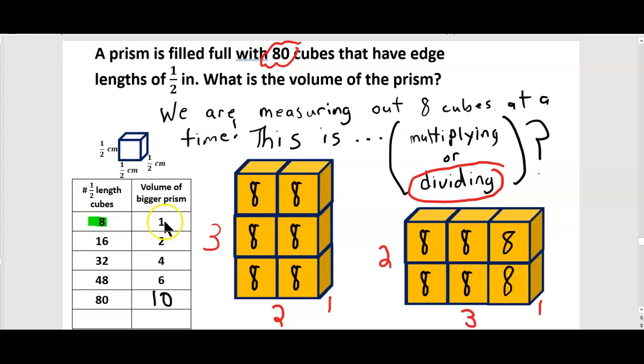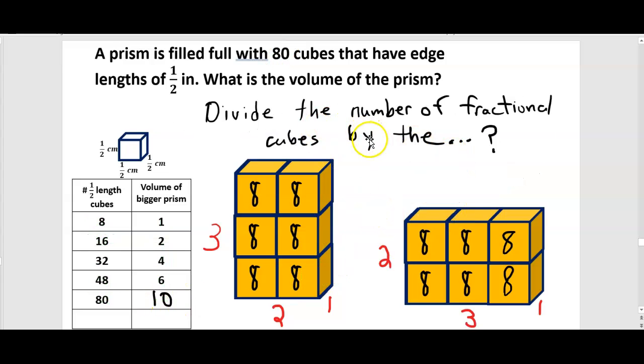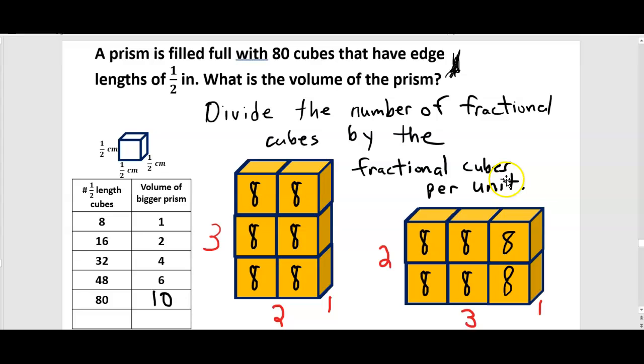We're saying 8 divided by something gives us 1. 16 divided by something gives us 2. What are we dividing by? 48 divided by something gives us 6, 80 divided by something gives us 10. In this case, we're dividing by the fractional cubes per unit. Divide the number of fractional cubes, in this case 80, by the number of fractional cubes per unit, which in this case is 8, right? Because 8 of these fit into one of these.